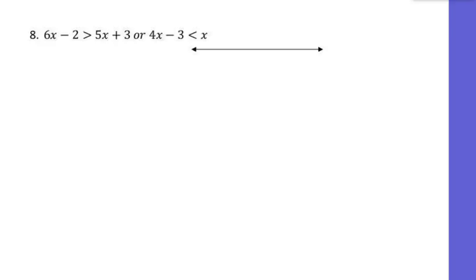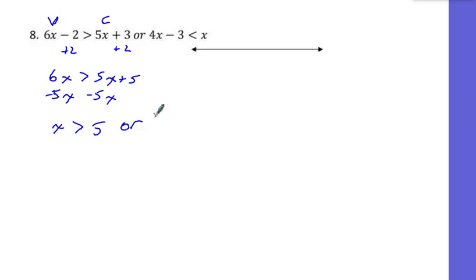Example 8. This one is a little more complex, but not too challenging. We want to bring the variables on the first inequality to one side and the constants to the other, as we've done in previous inequality solving as well as equation solving. So I'm going to add 2 to both sides of the inequality sign. 6x is greater than 5x plus 5. I'm going to subtract 5x, and we have x greater than 5.